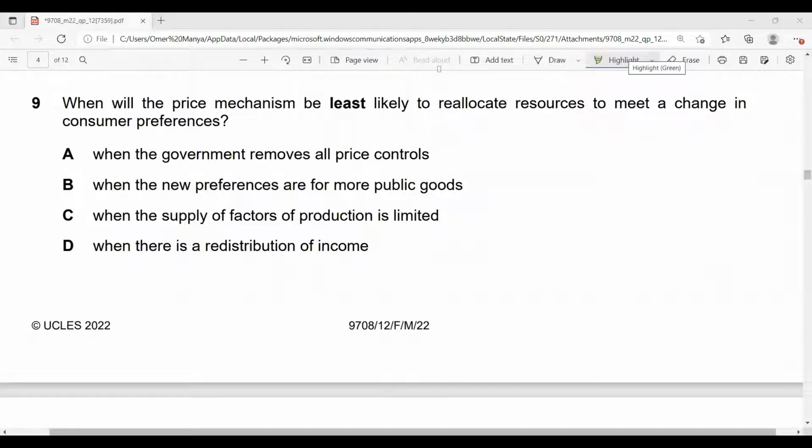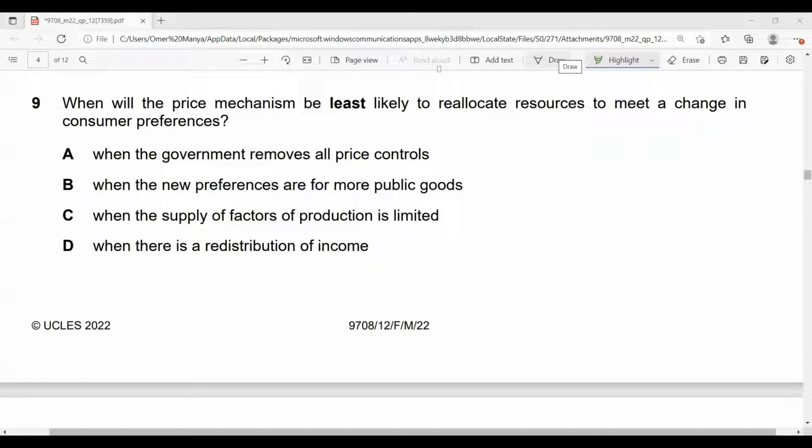Question 9. When will the price mechanism be least likely to reallocate resources to meet a change in consumer preferences? Let's analyze what the price mechanism is for a second. We have the demand curve and we have the supply curve. The demand curve represents consumers' preferences for goods and services. They buy goods and services because they want to satisfy a need or a want. That's their motive. And then we talk about the supply curve, which represents the producer's willingness and ability to supply goods and services. Their motive is profit.